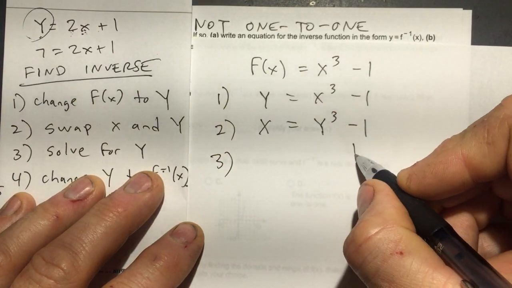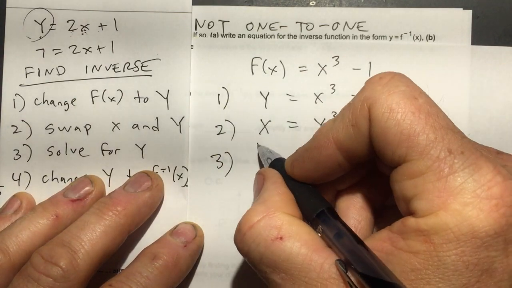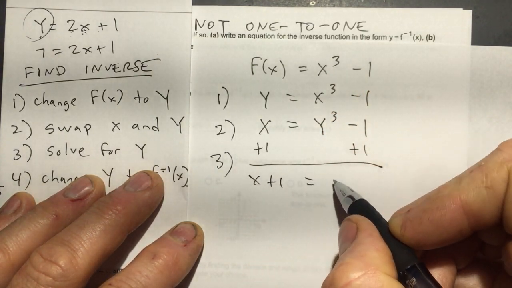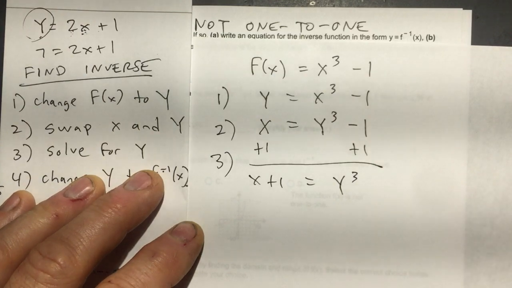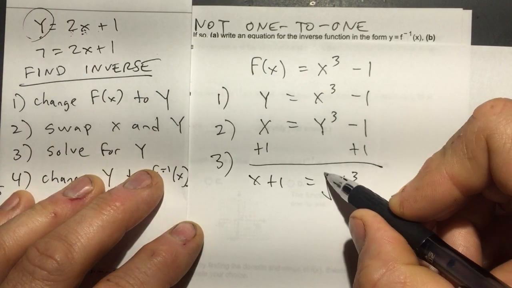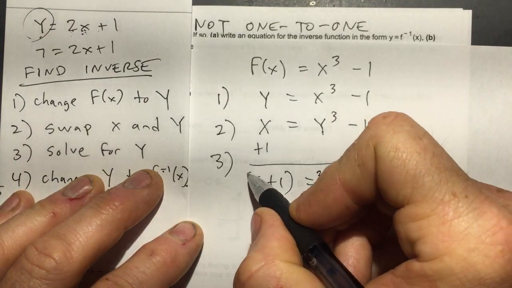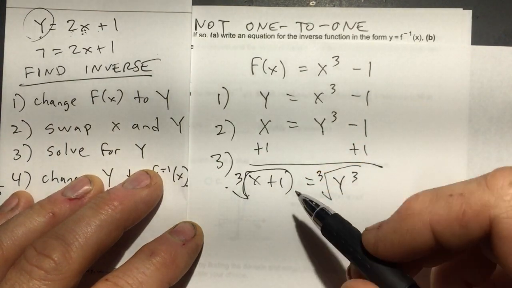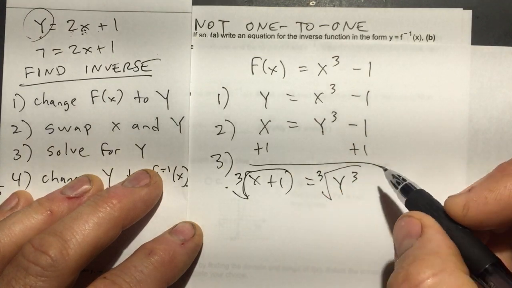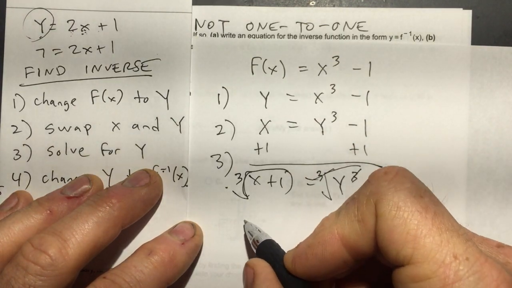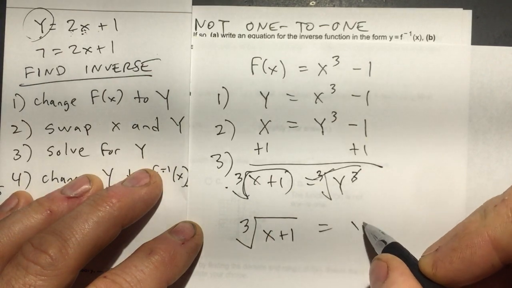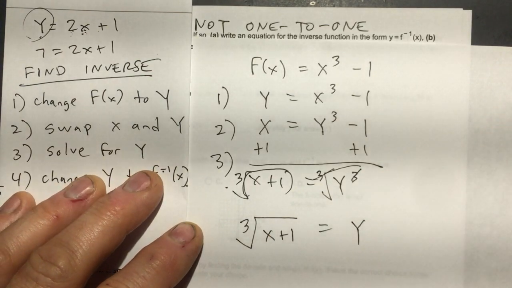Well, let's see, this minus 1, I'm going to have to add 1 to both sides. That gives me x plus 1 equals y to the third. And now to get rid of this third power, I would do a third root. I didn't need to put the parentheses on there, I guess. So this third root cancels the third power, so I have the third root of x plus 1 equals y. And there you go, I solved for y.